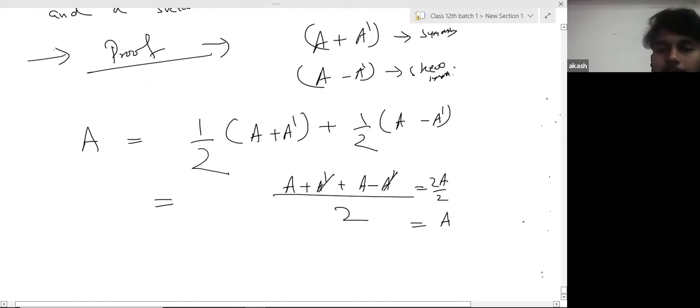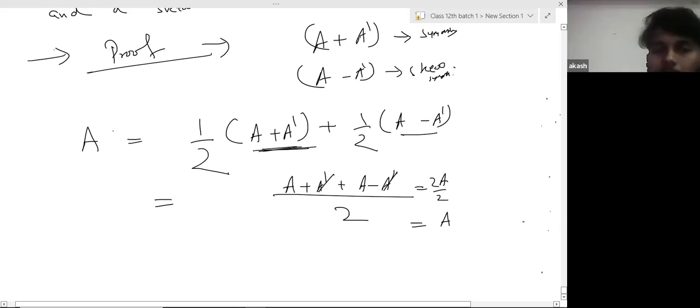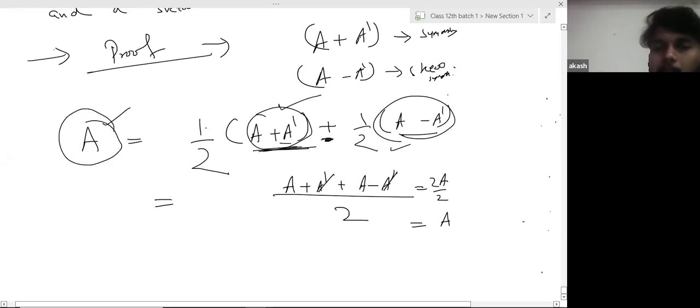All right. Yes, sir. We know that this is a symmetric matrix. This is a skew symmetric matrix. So if you have any given matrix, and we can see these are different matrices, you can change that A into sum of two matrices. One is symmetric, one is skew symmetric. Is this clear, everyone?